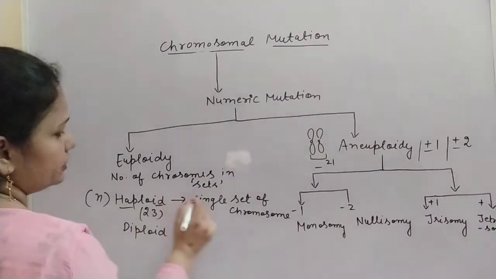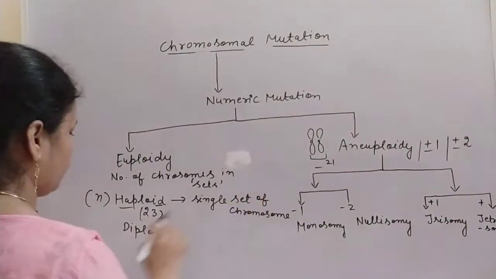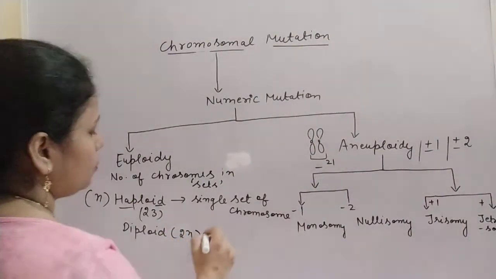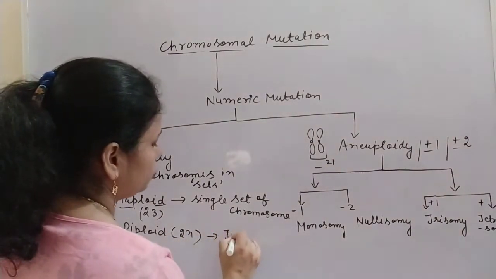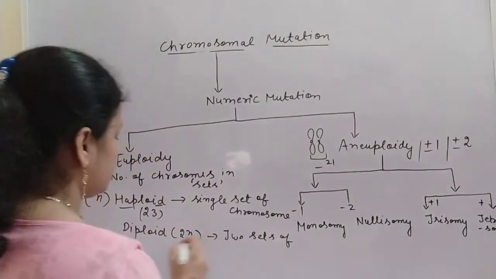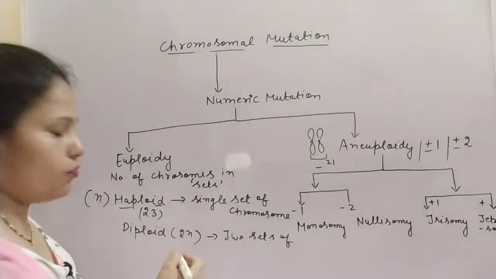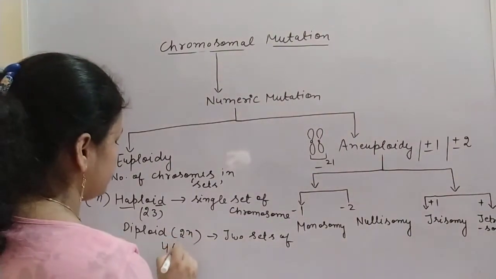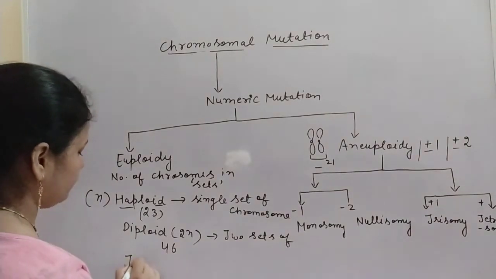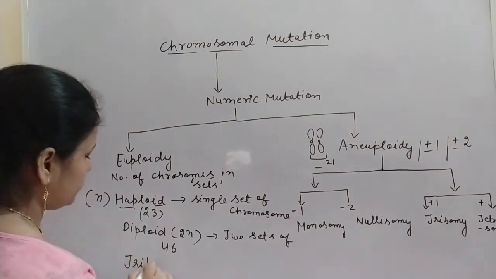So haploid having the single set of chromosome. Then diploid, diploid means 2n, or we can say the two sets of chromosomes. So in case of human being, the two sets of chromosomes diploid number, that is 46, and if there are the three set, then we can say triploid.